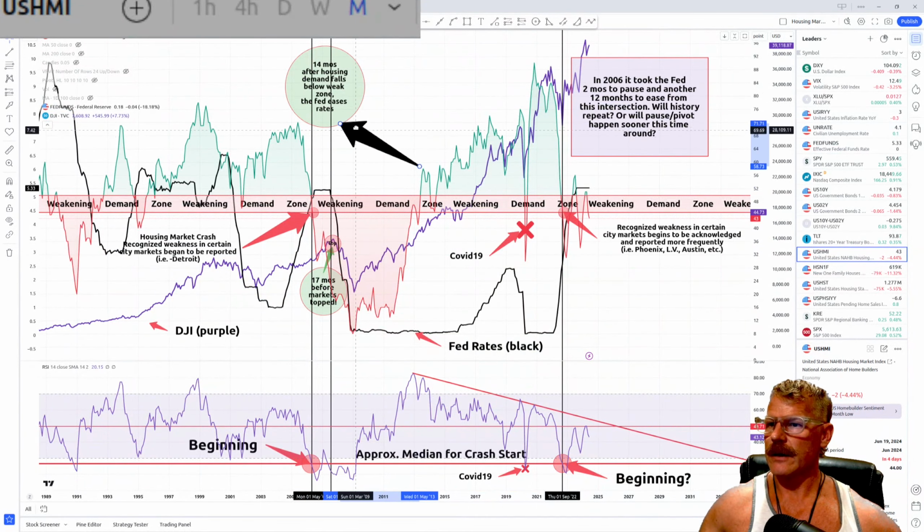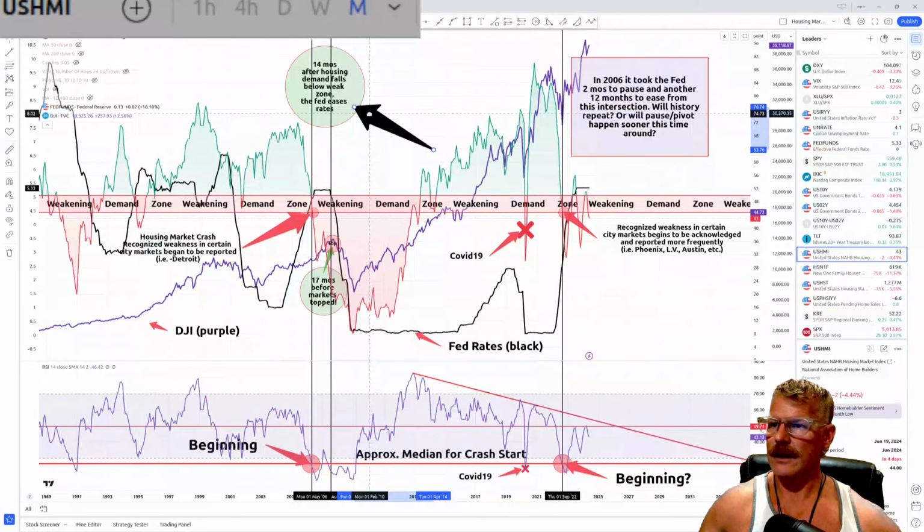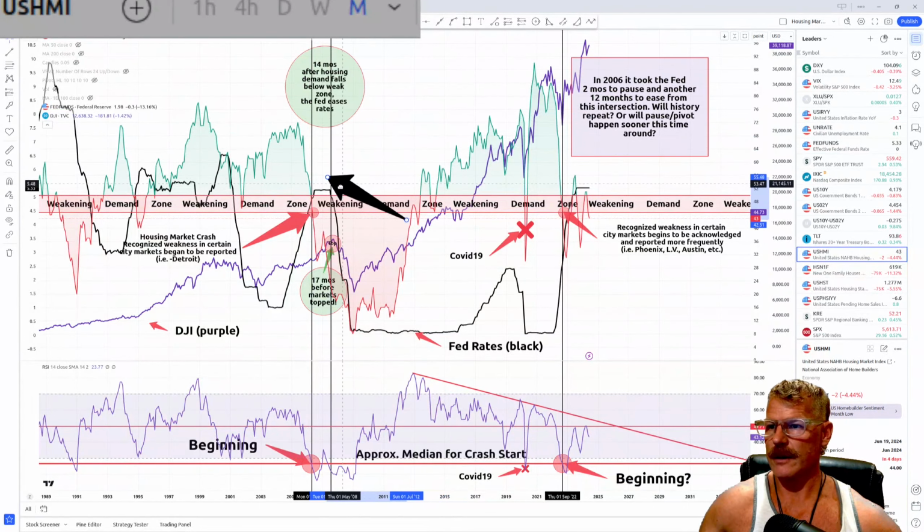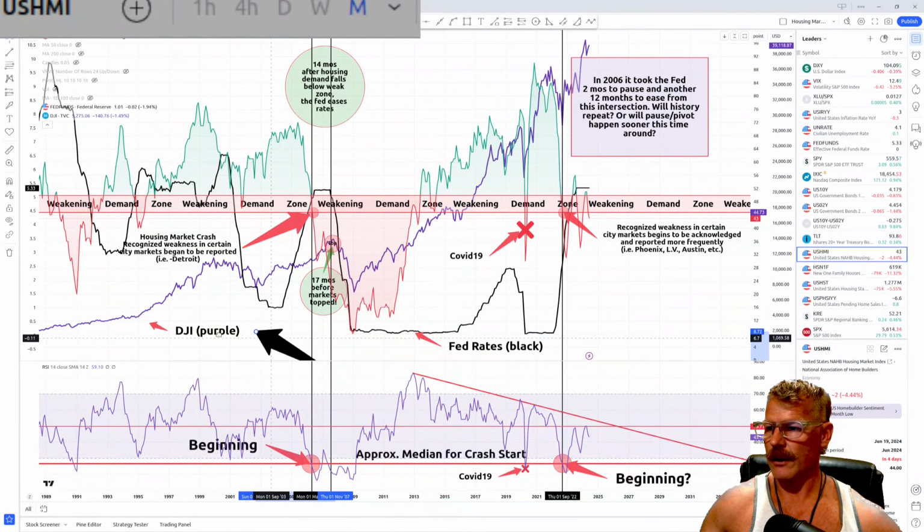And then you can see this green circle outlines the fact that 14 months after the housing demand fell below the weak zone, the Fed eases rates, or they just paused rates. They just flat out paused rates for 14 months. All right. And all the while, the housing market continued to crash. Now, what was happening here in this purple line? This is the Dow Jones Index.